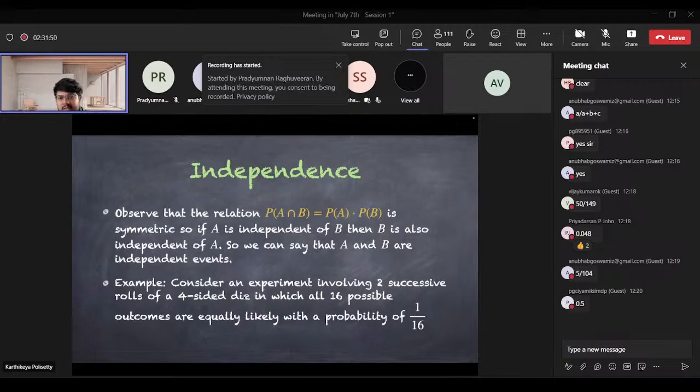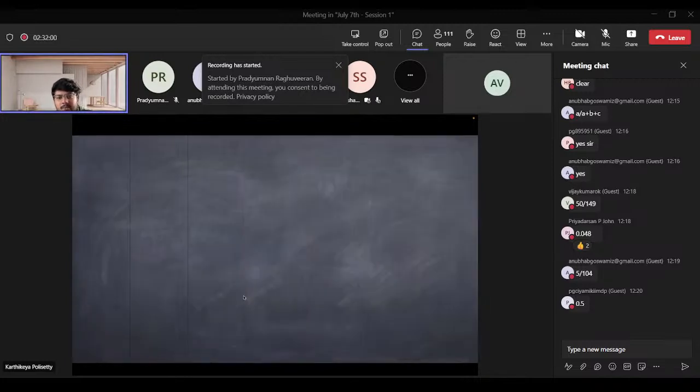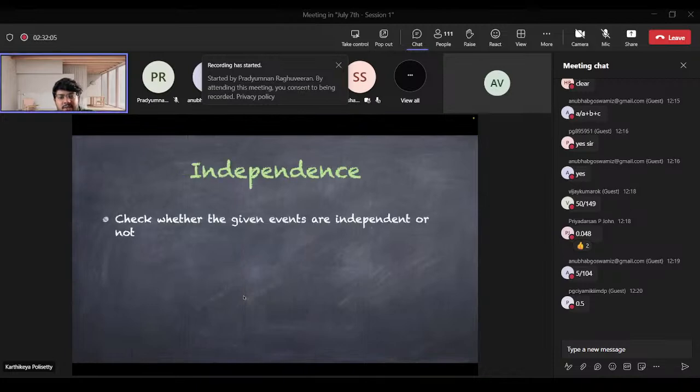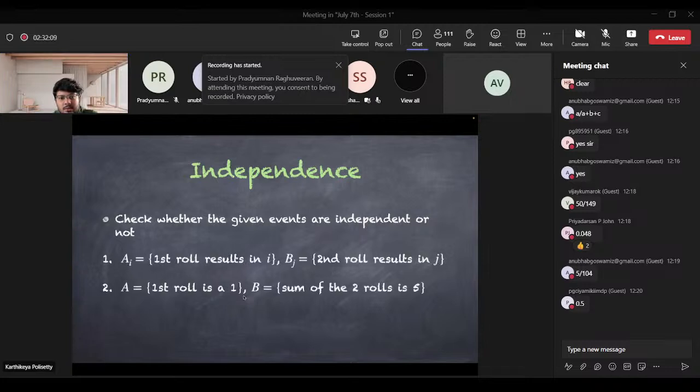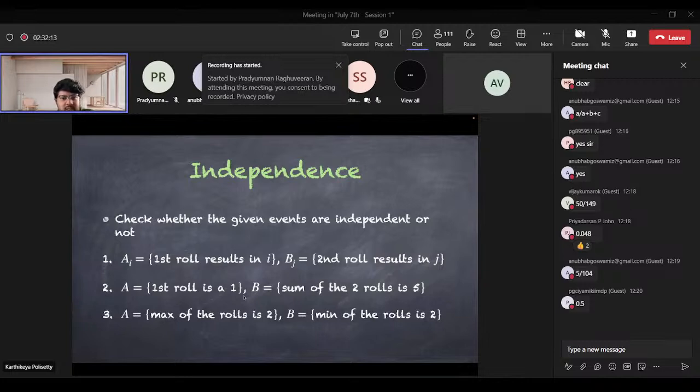Consider an experiment of two successive rolls of a four-sided die with all 16 possibilities. All outcomes are equally likely with a probability of 1 by 16. Check whether the given events are independent or not. You can check this after the session. Make sure that you check whether these are independent or not.